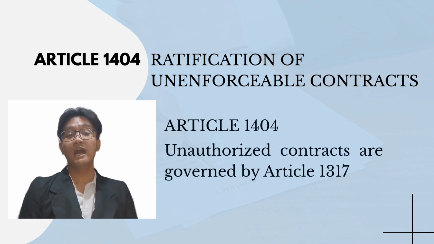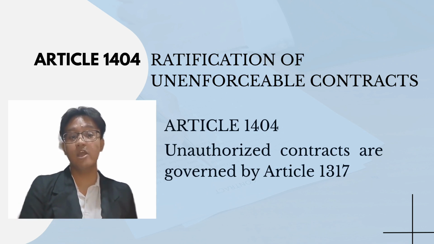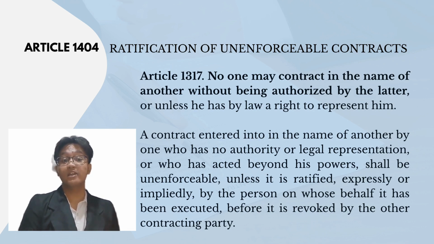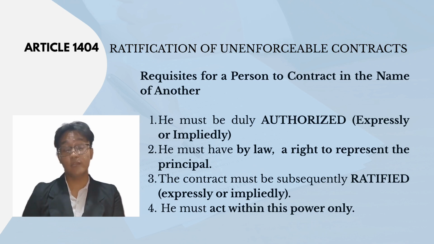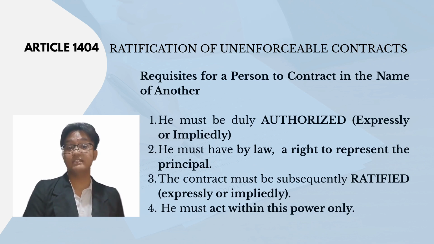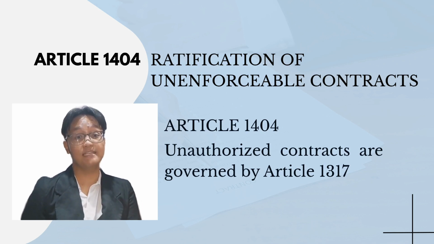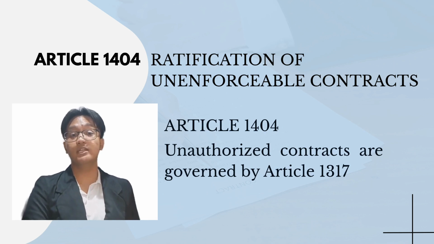Article 1404 says unauthorized contracts are governed by Article 1317. So, let's go back to Article 1317. Article 1317 simply says that contracts entered into in the name of another without the authority of the principal are considered unenforceable. Just like what we have discussed before, in Article 1317, there are these requisites for a person to contract in the name of another. Number one, he must be authorized, expressly or impliedly. Number two, he must have, by law, a right to represent the principal. Number three, the contract must be subsequently ratified, expressly or impliedly. And number four, he must act within his power only. So that's what Article 1404 simply says, that unauthorized contracts are governed by Article 1317.